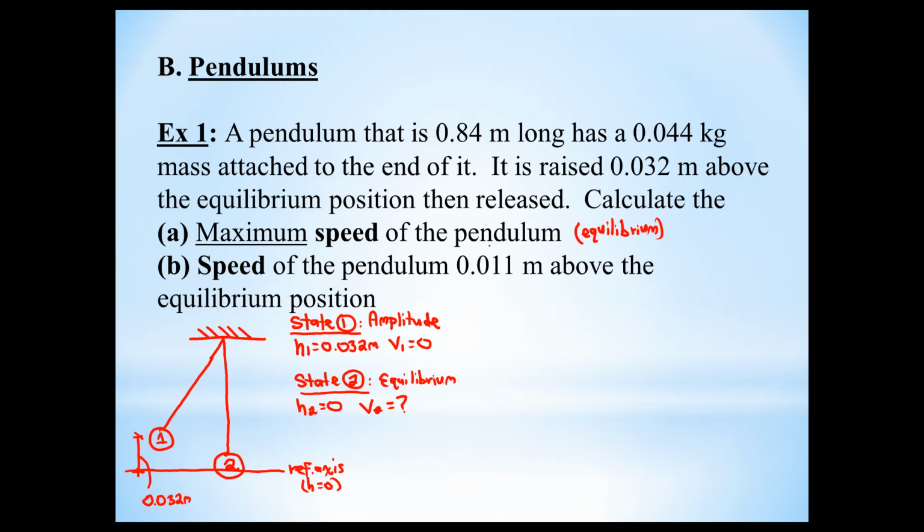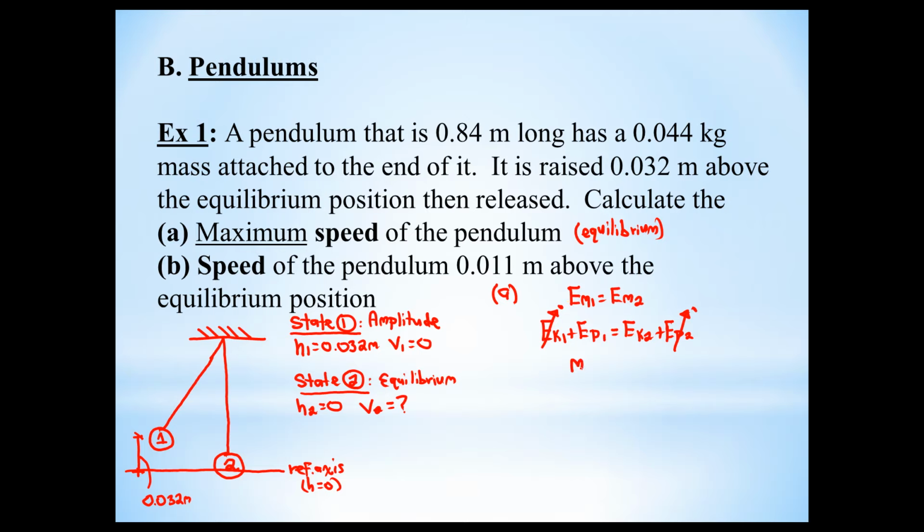Okay, so let's apply conservation of mechanical energy. So this would tell me that the mechanical energy at state 1 is equal to the mechanical energy at state 2. Mechanical energy is the sum of kinetic and potential energy. So EK1 plus EP1 equals EK2 plus EP2. EK1, well, we don't have any speed at state 1, so get rid of that. Then EP2, we don't have any height at the equilibrium state, so that's also gone. This is going to be part A.